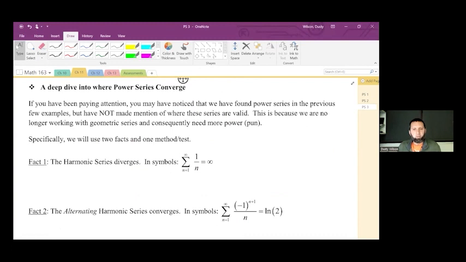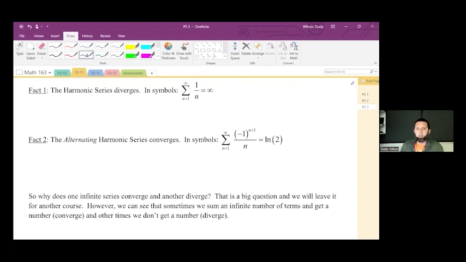A deep dive into where power series converge. If you've been paying attention, you may have noticed that we found power series in the previous few examples, the previous lessons, but we have not made mention of where these series are valid. This is because we're no longer working with geometric series, and consequently, we need more power, kind of a pun. Specifically, we're going to need 2 facts and 1 method or test. Let's start with the facts.